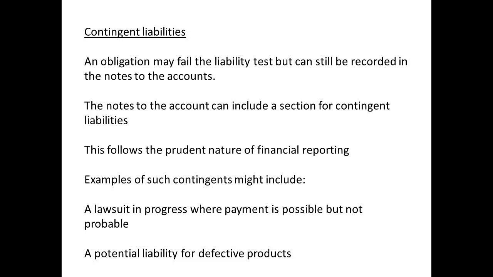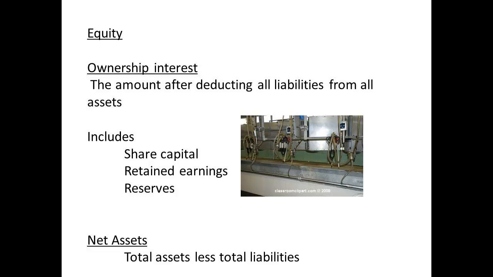A lawsuit may be in progress where the outcome has not yet been determined, but it is possible that the payment may have to be made. There may also be a liability for defective products that have been sold. After deducting all the liabilities from all the assets, we are left with a figure that should be equal to equity. This figure will be made up of items such as share capital, retained earnings, and reserves. Note that the term net assets is used for the total assets less the total liabilities.